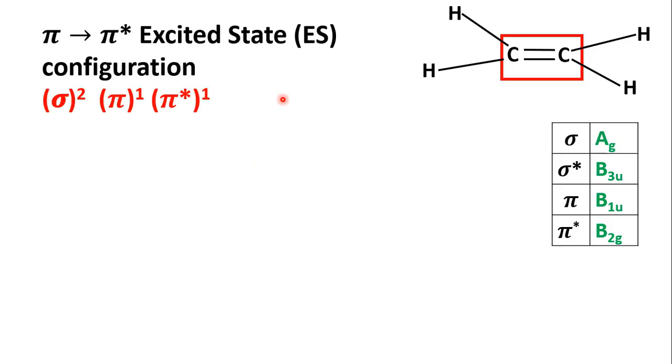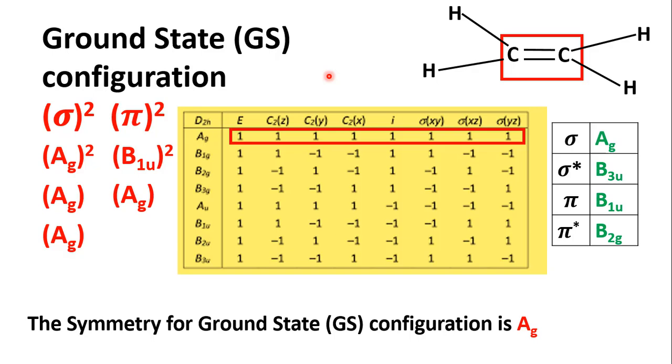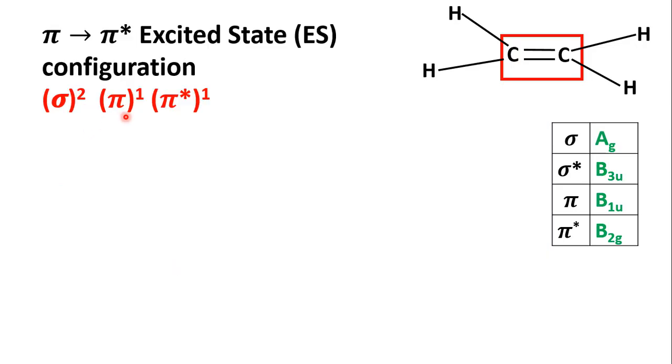Now we will come to pi to pi star excited state, that is, one electron in the pi molecular orbital will be moved to the pi star, and so the remaining electron will be in the pi and one electron has moved to the pi star antibonding molecular orbital. Now the symmetry of sigma is Ag, the symmetry of pi is B1U, and so instead of pi we substitute B1U. Symmetry of pi star is B2G, instead of pi star we substitute B2G.